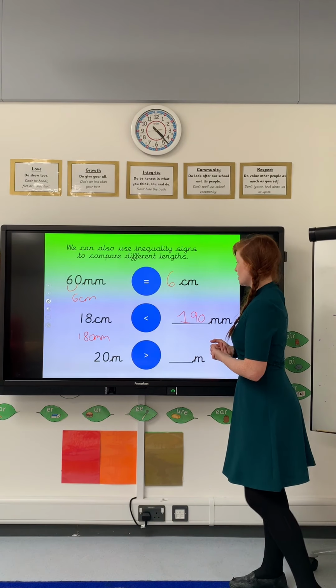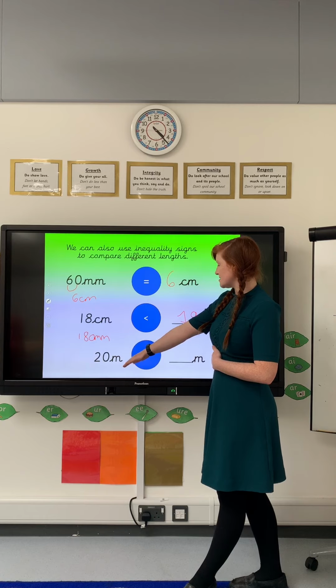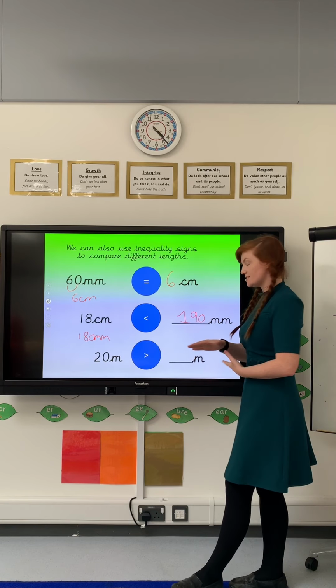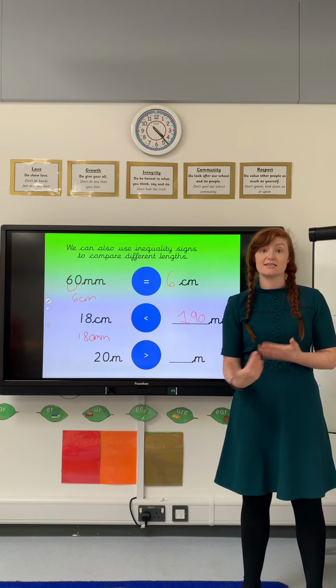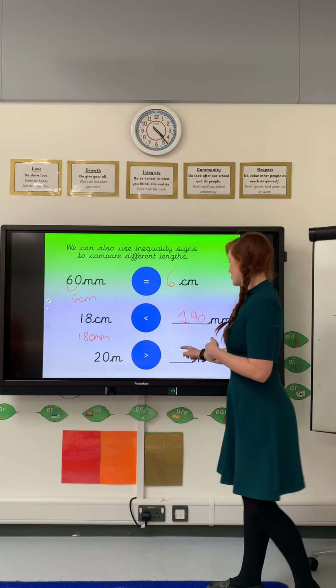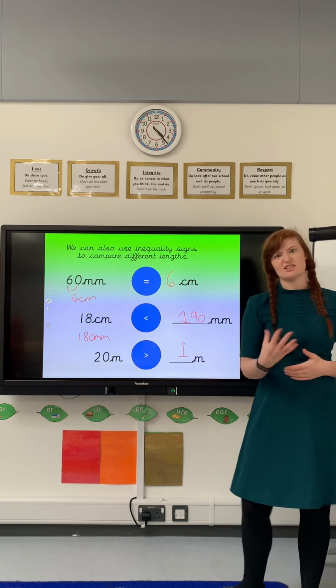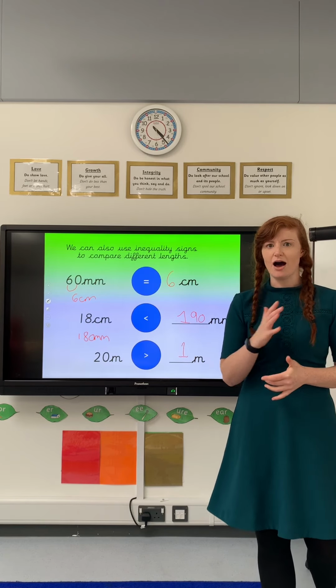Whatever. And then we've got 20 metres is more than a certain amount of metres. Again, we're looking at another measurement of metres that's below 20 metres. So it could be 1 metre. It could be 0.5 metres, which would be half a metre.